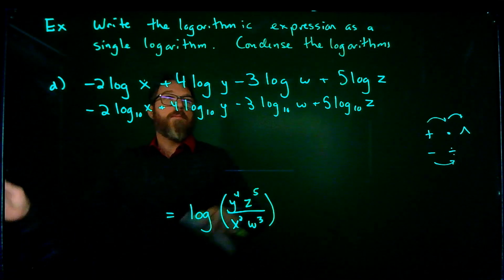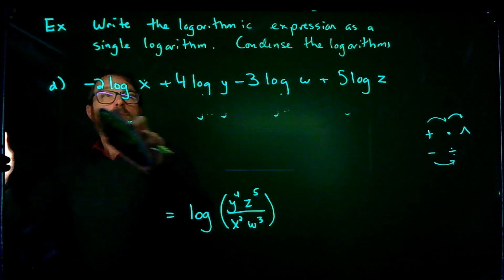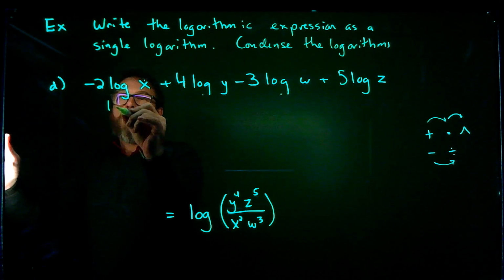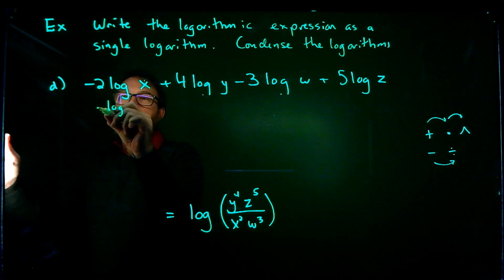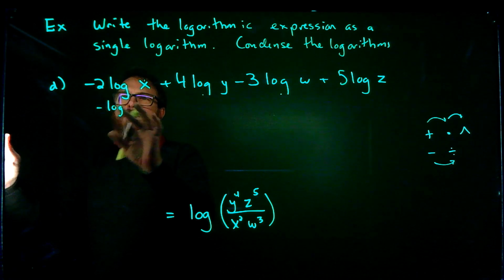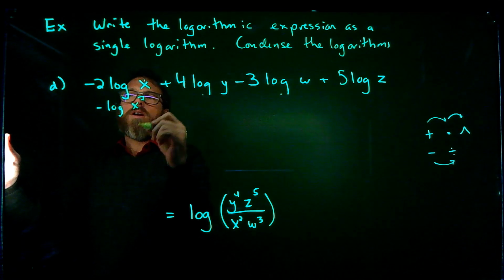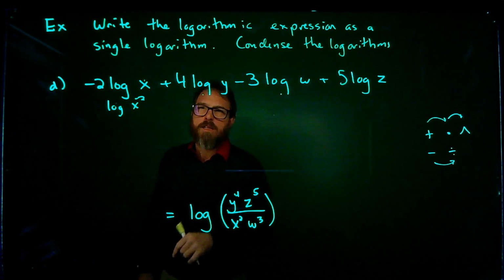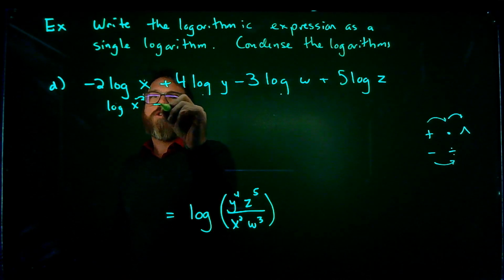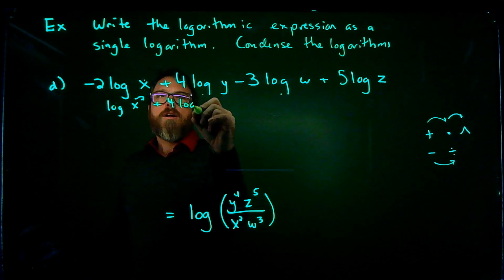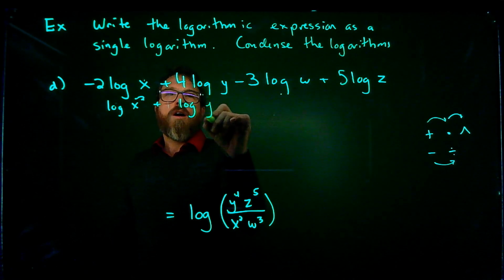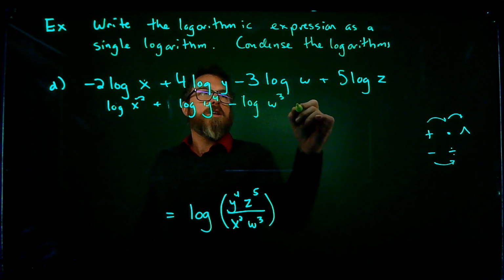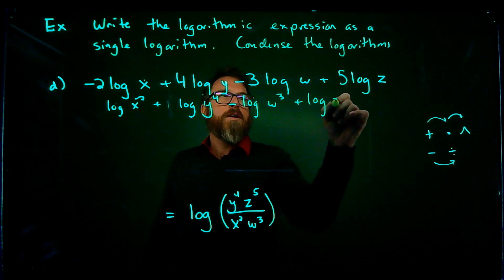Now we could do this, 2 at a time. So let's take care of the powers. This is log base minus the log base, minus the log base of x squared, or you can say x to the minus 2 if you want to. You can see that's going to be an x squared on the bottom regardless. So plus 4 times the, I want the powers up top, log of y to the 4th minus the log of w cubed plus the log of z to the 5th.